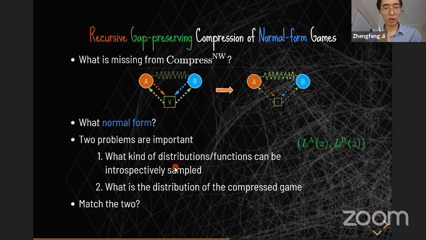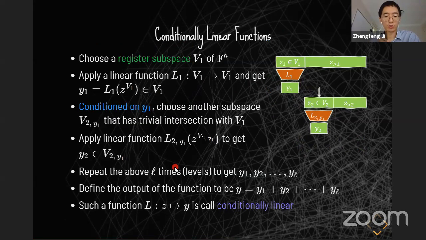So I'll just give you the solution that we found. And this is called conditional linear functions. So basically, these are functions. If you remember from the seed Z, we want to compute LA of Z and LB of Z. And these are describing the functions LA and LB, how you compute the question from the random seed. Conditional linear functions are very simple. It's a generalization of linear functions.